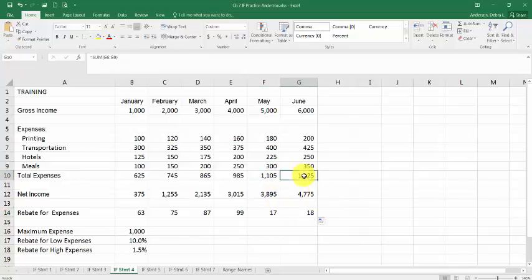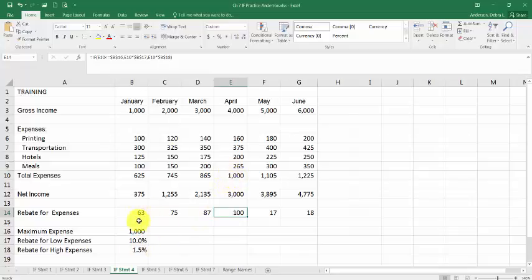Is 1225 up to 1,000? No. They get a lower rebate. If a value in here changes, let's say 250 changes to 265, then this is exactly 1,000. And so the question would be, is 1,000 up to 1,000? Yes. So when you say less than or equal to, it means up to and including 1,000. They would get the 10% rebate. If this was $1,000.01, then they get the 1.5% rebate.